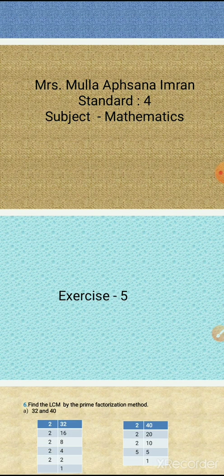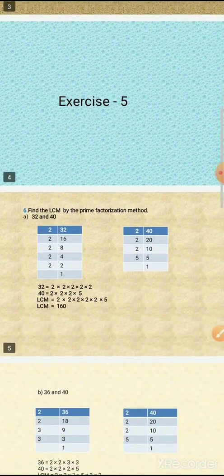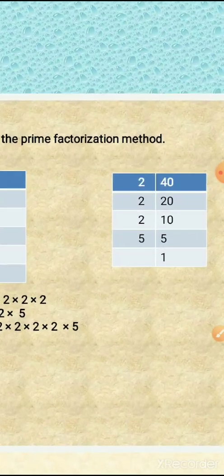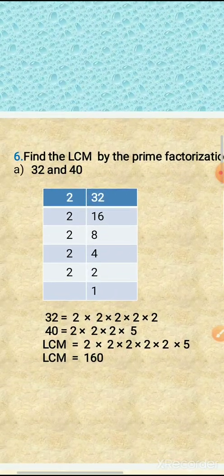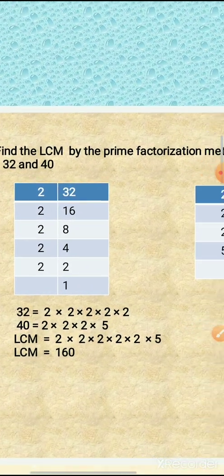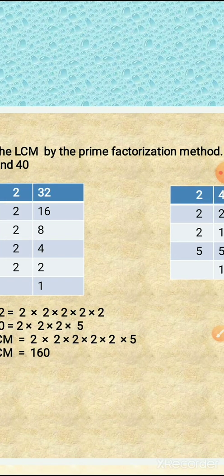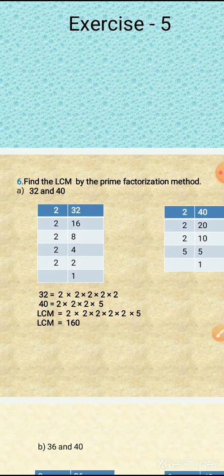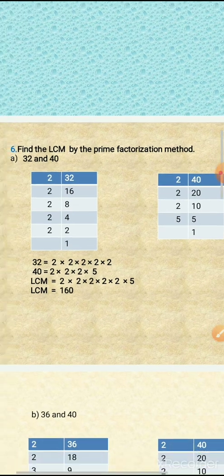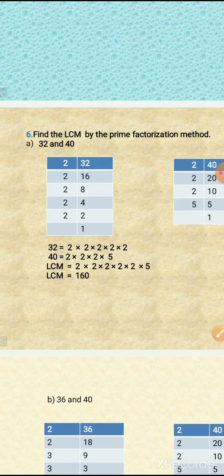Hi students, now we will solve question number 6 from exercise 5. Okay. So look here, question number 6. Question number 6 is to find the LCM by the prime factorization method. Students, you have learned how to find the LCM by the prime factorization method. So let's see the first example, 32 and 40.